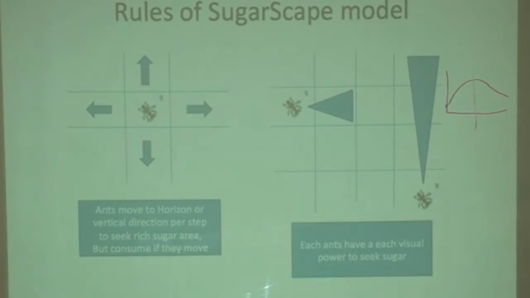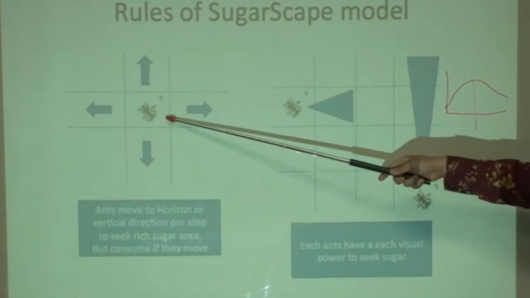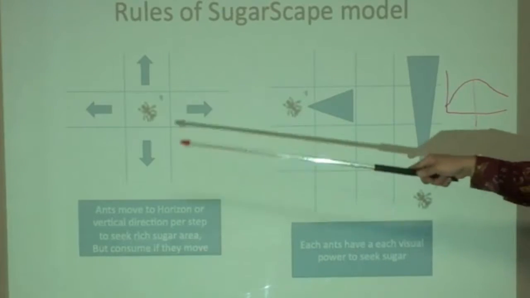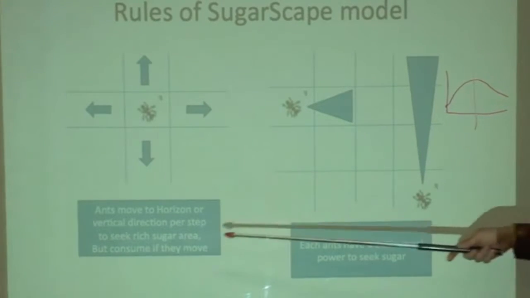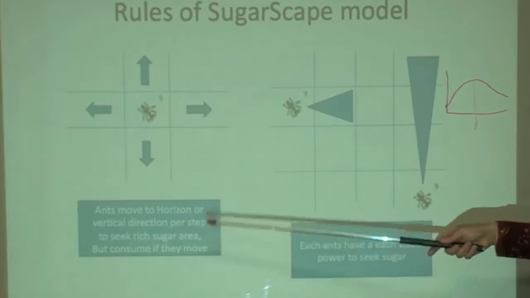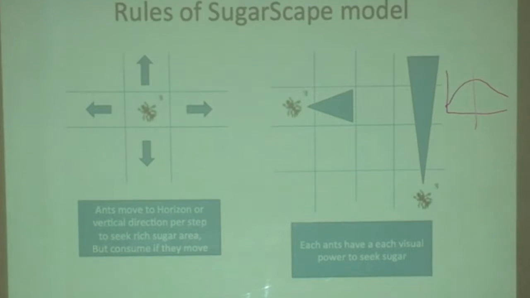So the ants are searching for the rich sugar area, but ants can move vertically and horizontally, using the normal neighborhood concept, to seek rich sugar. If they move, they consume sugar, and even when not moving they also use sugar energy. I have a question. To move, if they move, they consume more sugar. Yeah. Okay.